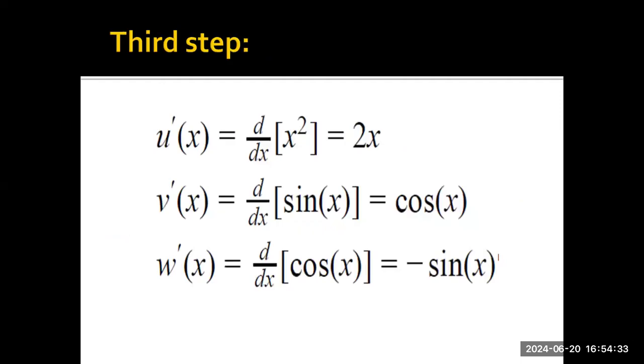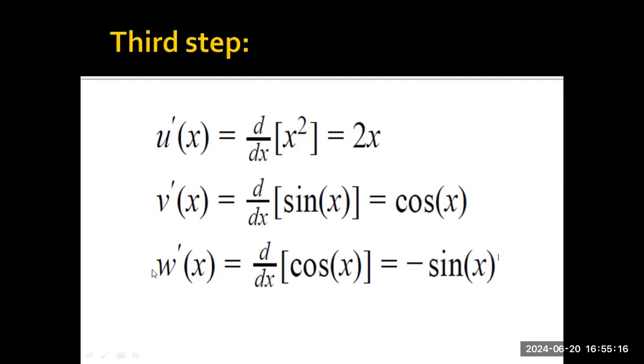This is the third step. Let us find the derivative of each factor. Okay, so u of x is x squared, but we need to differentiate this first factor. So u prime of x is equal to 2x. V of x is sine value of x. Now, if we differentiate this factor, v prime of x, the derivative of sine of x equals cosine value of x.